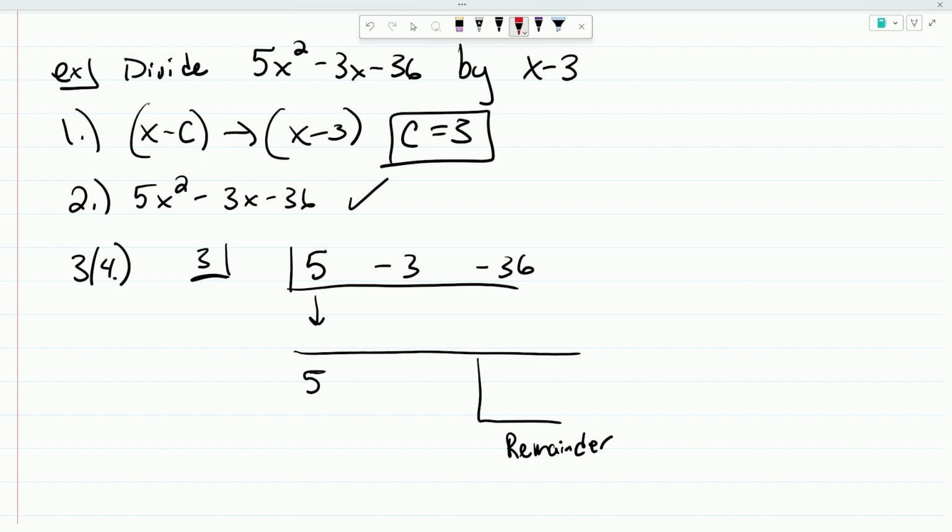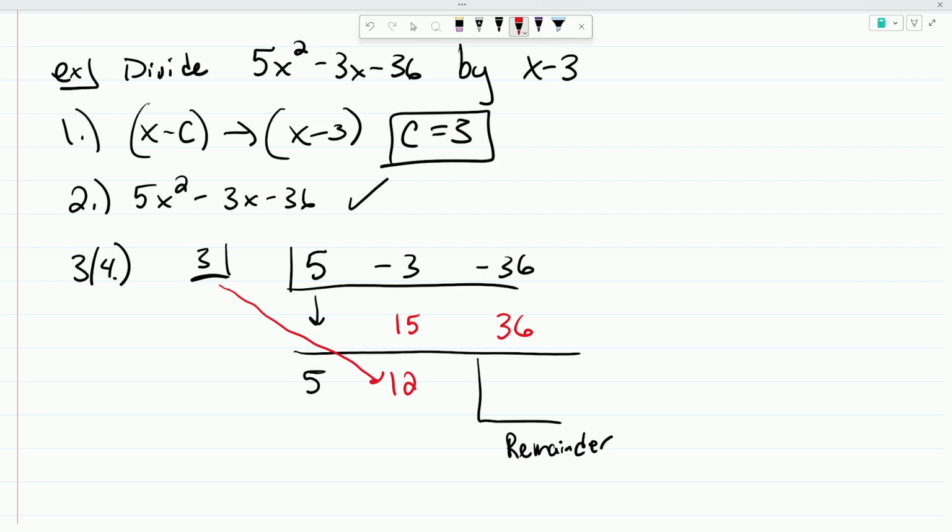Now, technique. 3 times 5, 15. Now we're going to add straight down. Negative 3 plus 15 is 12. Process repeats. 3 times 12 is 36.